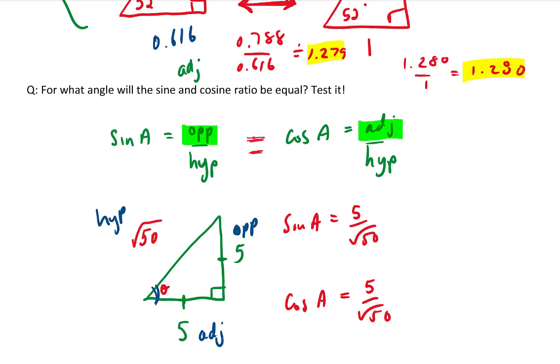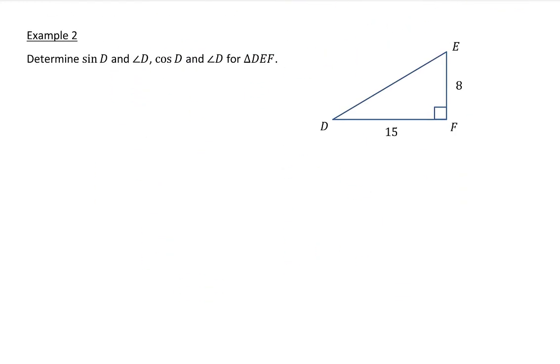So again, they'll be the same if we have an isosceles right triangle, which means that this angle must be 45 degrees. So any right triangle with a 45-degree angle will give us a sine and cosine ratio that is the same. So let's practice this a bit more.